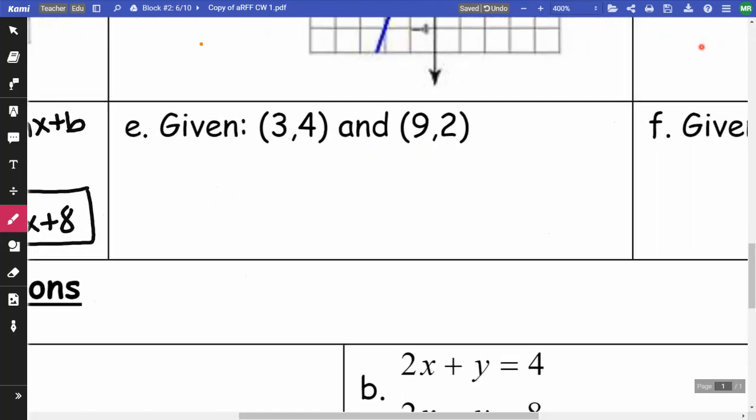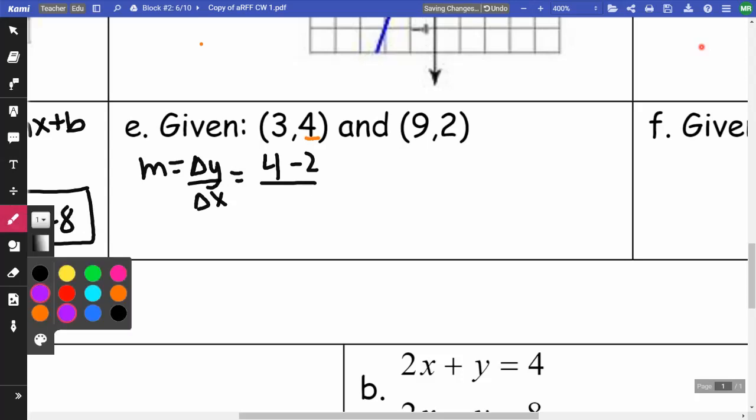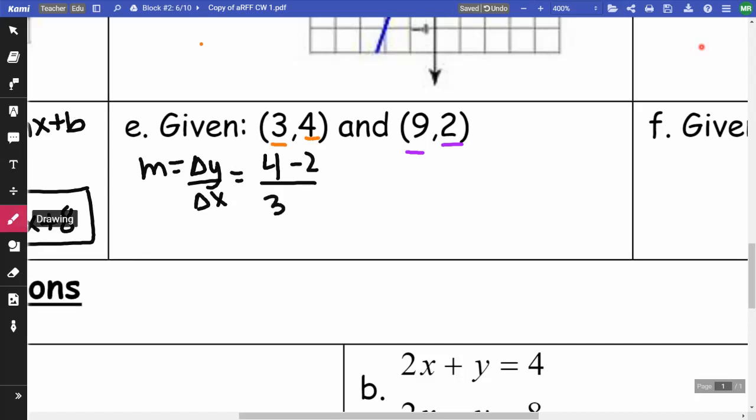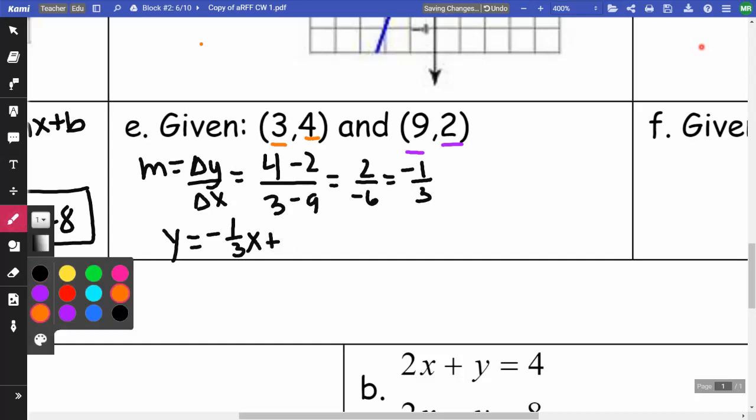Okay, so this one, first thing I want to do is find the slope. So to find the slope, you're going to do your change of y over change of x. So I'm going to subtract my y. So I'm going to do 4 minus 2. And since I do 4 from here and 2 from here, I got to keep that same order. So I have to do 3 minus 9. You got to keep the same order. So 3 minus 9. So I'm going to get 2 over negative 6, which I can reduce to a negative 1/3. So now I know I have y is equal to negative 1/3 x plus my b.